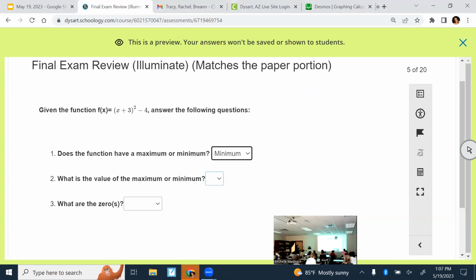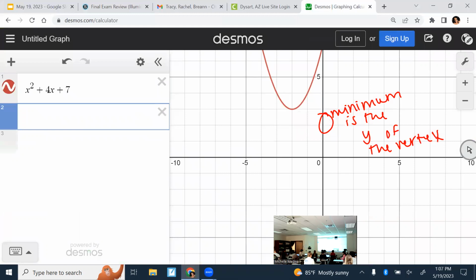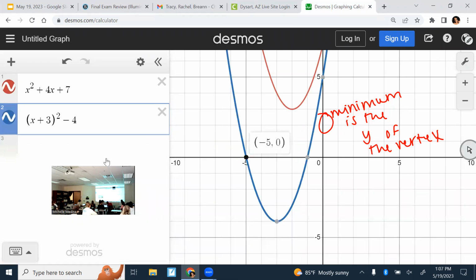Okay. I agree with you. Again, you can tell without graphing because you have it in vertex form. So you know that your vertex is (H, K). H is always opposite of how it looks, so my vertex is (negative 3, negative 4). And your minimum is the y value of that. So good. And then what are the zeros? I feel like one of them has to be negative 3, though. But I don't know, let me put it in the calculator. (x plus 3) in parentheses squared and then minus 4. So my zeros are negative 5 and negative 1. Is that what you guys said? Yeah. Okay.